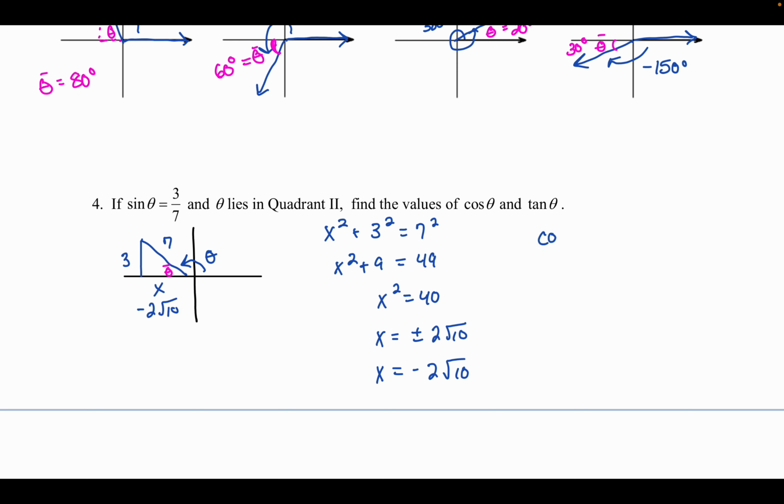So now we can evaluate cosine of theta, which will be negative 2 square root of 10 all over 7. And then tangent of theta. It's going to be 3 over negative 2 square root of 10. You do need to multiply by square root of 10 on the top and the bottom though. You will get 3 square root of 10 over 20. That's still negative. Okay, so the main thing here is to not forget that negative for the x value.